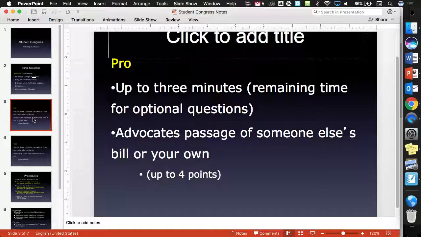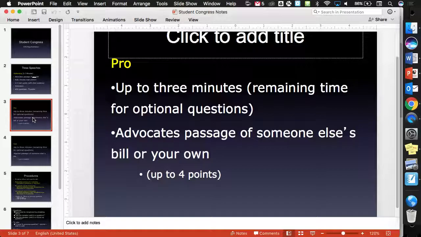If it's your own bill, would you be able to do a pro speech about your own? Generally no. The only way that you would be is if your bill got amended, so there was some kind of change taking place, and you decided that that was a good amendment and you still would want to advocate for it. But you're not going to come up and go, all right, I didn't finish my speech, so here's a couple more minutes that I want to go over. Nor are you going to give your speech and then sit down and be like, you guys are right, my bill's stupid, and then give a con speech on your own bill. You're not going to do that.